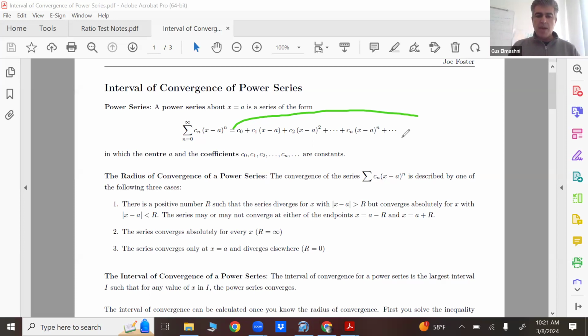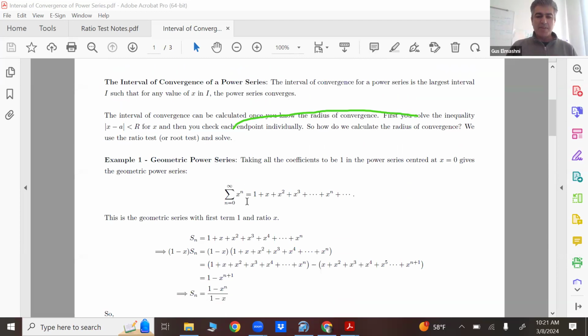The series converges absolutely for every x, if R happens to be infinity. If R is 0, the series converges only at x equals a and diverges elsewhere. Okay, that stuff doesn't make too much sense just yet, so don't worry about that part just yet. Let's keep moving.